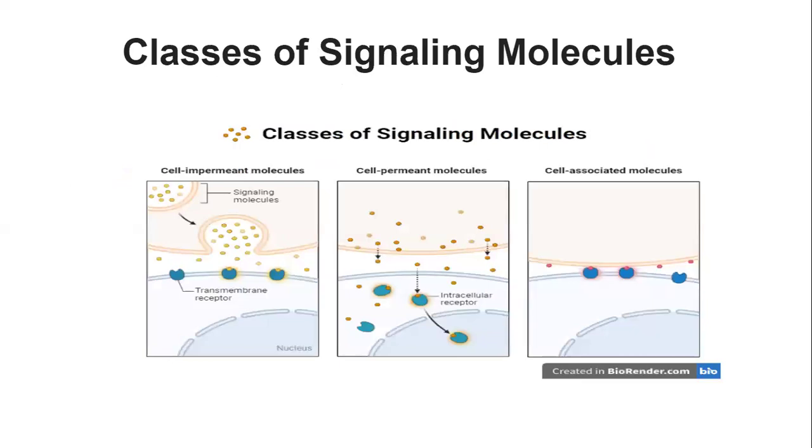Here are the classes of the signaling molecules that quorum sensing uses. First, the cell-impermeable molecules, which are not allowed inside the cell, so they are extracellular. In the second picture, it is intracellular, where it enters inside the cell. And on the third, it attaches to the cell.